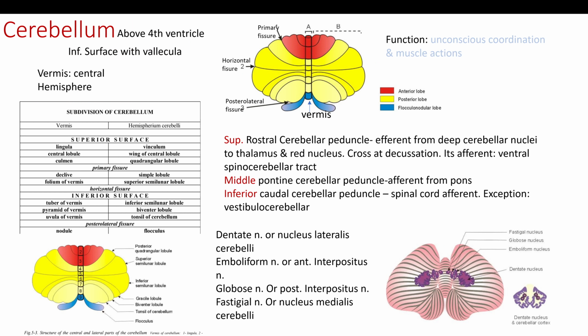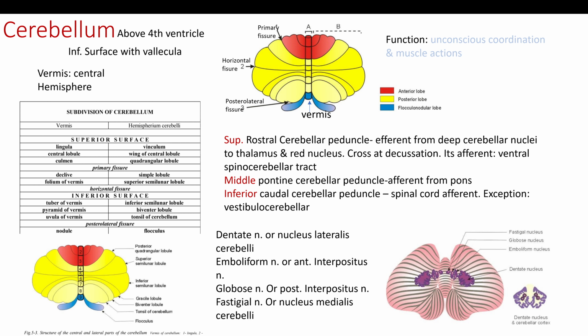We come to the cerebellum, located in the posterior cranial fossa above the fourth ventricle. It has two margins, anterior margin, anterior incisure, posterior margin, posterior incisure, and a lateral angle which joins the anterior and posterior margins. It has two main parts: the vermis, centrally located, and the hemispheres of the cerebellum, which are lateral to it.